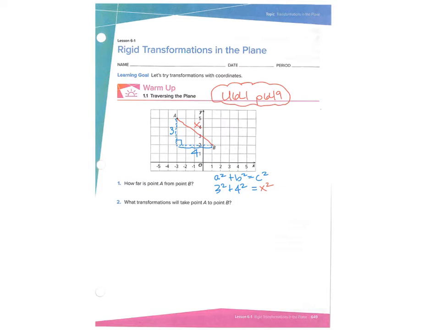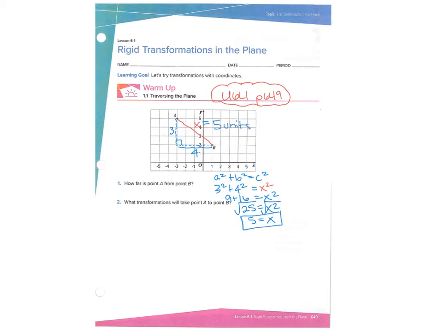And let's do that math. I get 9 plus 16 equals x squared. I get 25 equals x squared. Now I take the square root of both sides, and I find that the length of that side is 5 units.